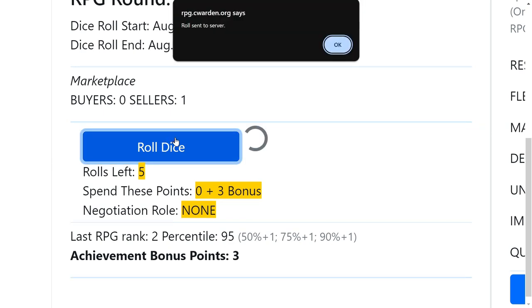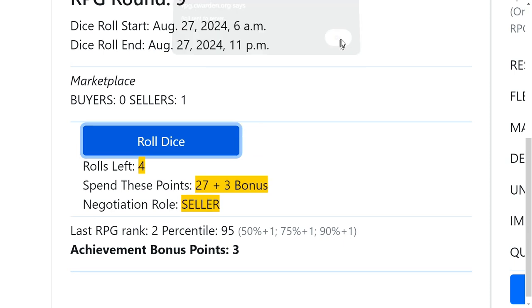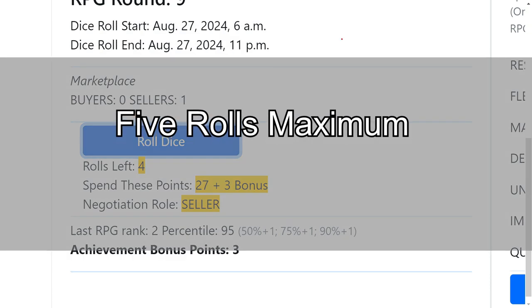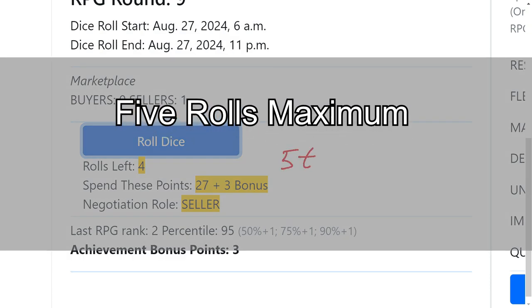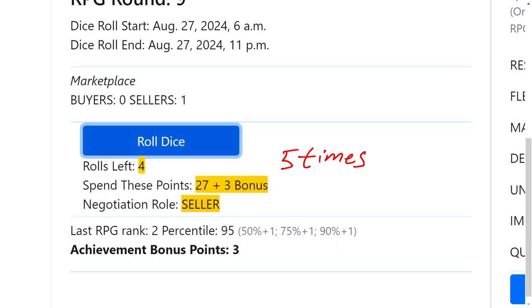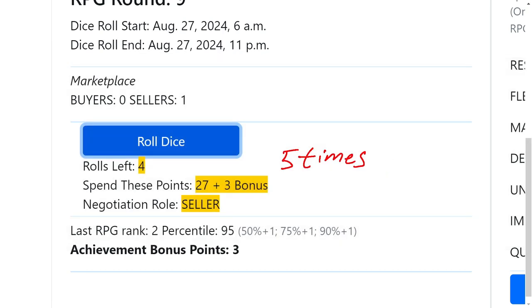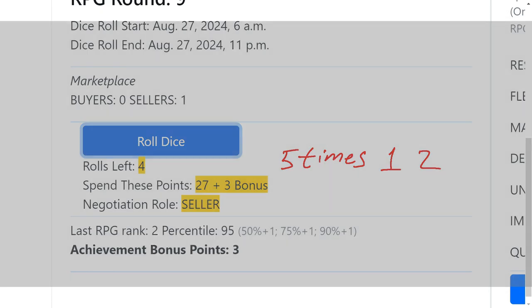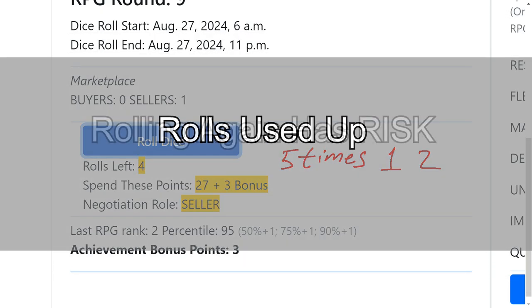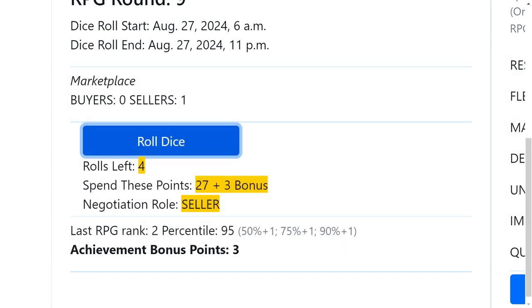All right, you get a message that says the information was sent to the server. You click OK. And now we can see we have 4 dice rolls left. Because the total we can roll the dice is 5 times. 5 times is maximum. You can do more than 4, more than 3, more than 2, but you cannot do more than 5. 5 is the maximum. You can do 1. If you're happy with 1, you can do 2. Or you can go all the way to 5. But once you do 5, that's it. You're stuck.